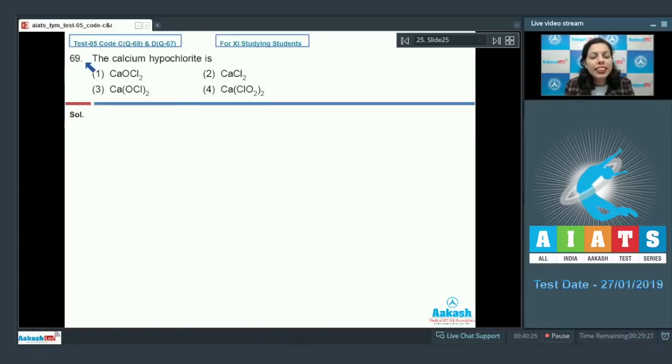After this, question number 69, the calcium hypochlorite is. If we talk about calcium hypochlorite, the actual formula for this is Ca(OCl)2. This is the correct formula for calcium hypochlorite. So I'm just choosing it as the correct one. The answer for this question is option 3.